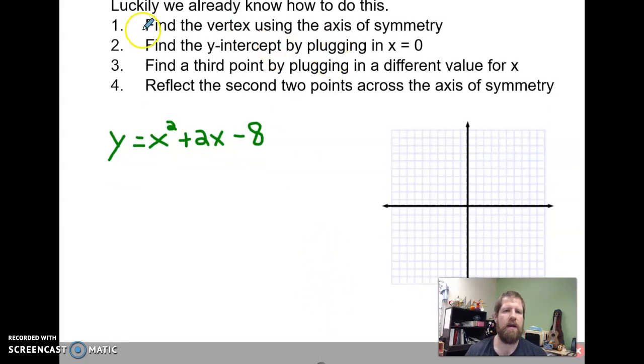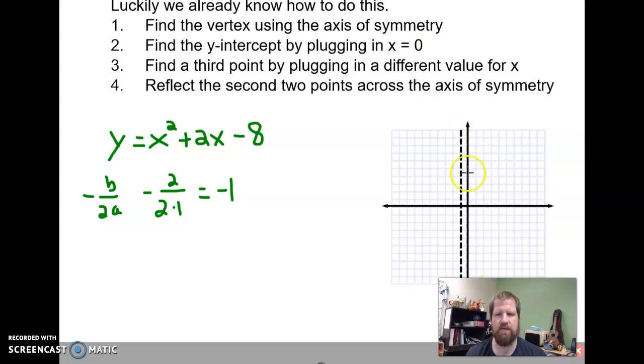All right, and we start off by finding the axis of symmetry, or finding the vertex by using the axis of symmetry, so negative b over 2a. In this case, we have negative b, which is 2, over 2 times a, which is 1, times 1, gives us negative 2 over 2, or negative 1. That's my axis of symmetry, and I can mark that right here.